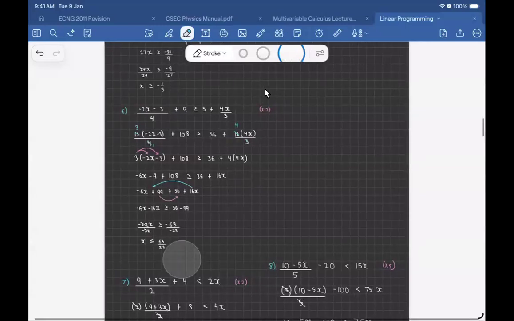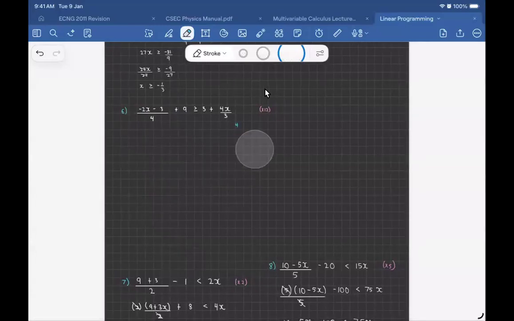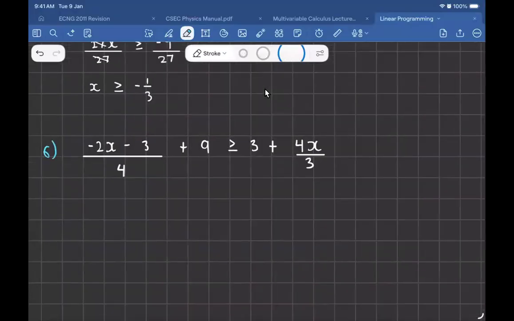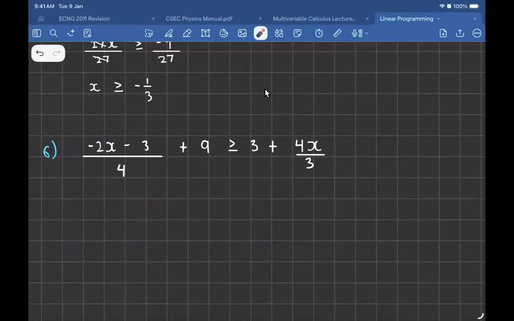Let me raise the stakes, right? And in doing this, we're practicing algebra as well, right? Now let me show you how to handle a question like this. So Perseus, you said you hate working with fractions, right? Yes, sir. Okay. So in this question, we have minus 2x minus 3 divided by 4, and we also have 4x over 3. Seeing that? Yes, sir. So we have fractions here.